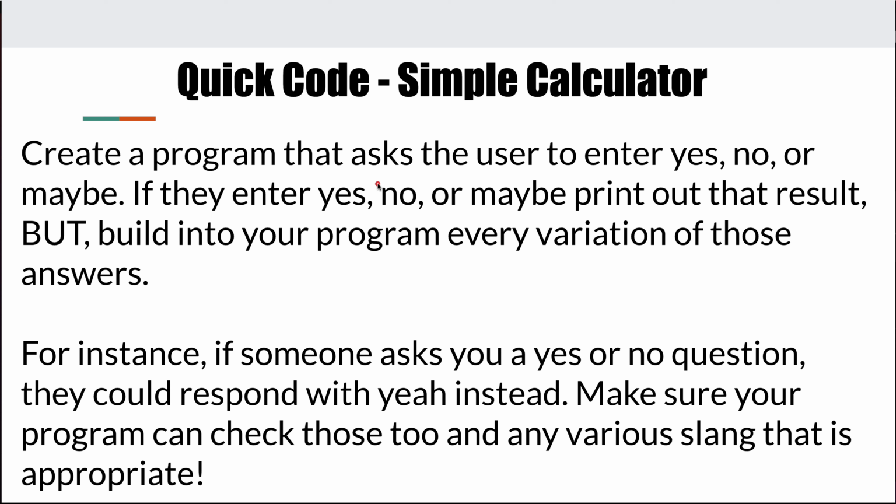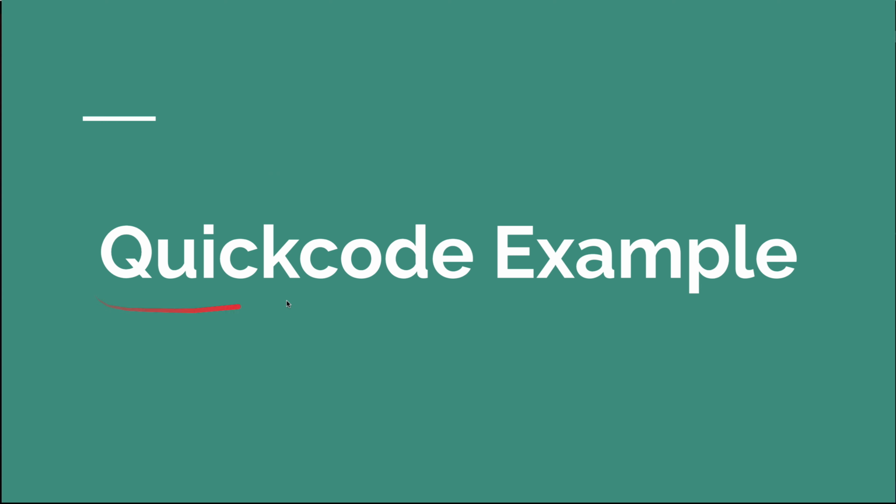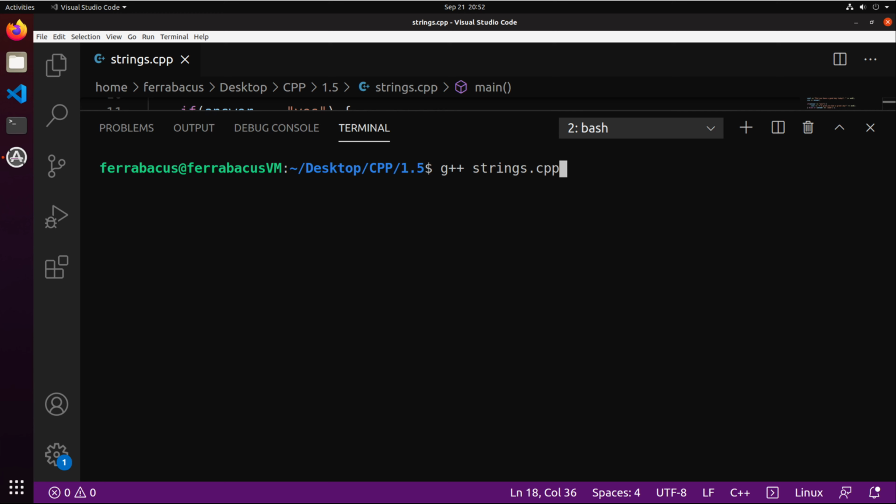Okay. Now this seems like a simple quick code. It is a simple quick code. But I want to get you guys used to thinking in C++. Okay. Now, we are going to do a quick code example. I think this is going to be helpful. I'm going to show you what the output of that code should look like so that you feel a little bit better when looking at yours and make sure that it's the right thing.